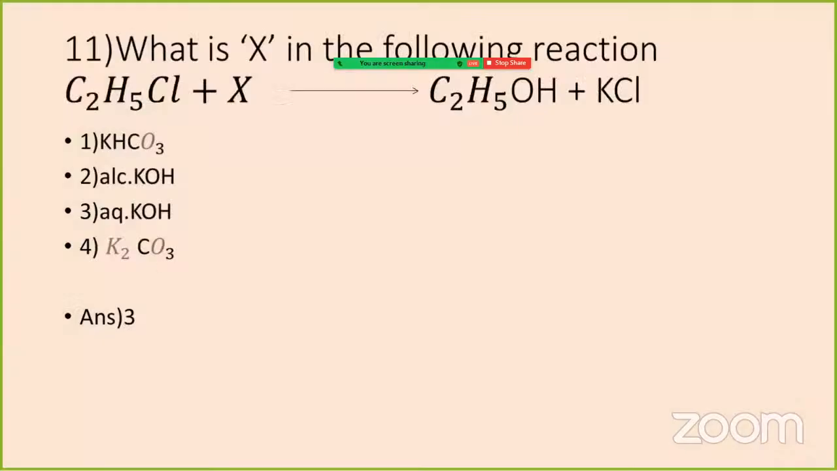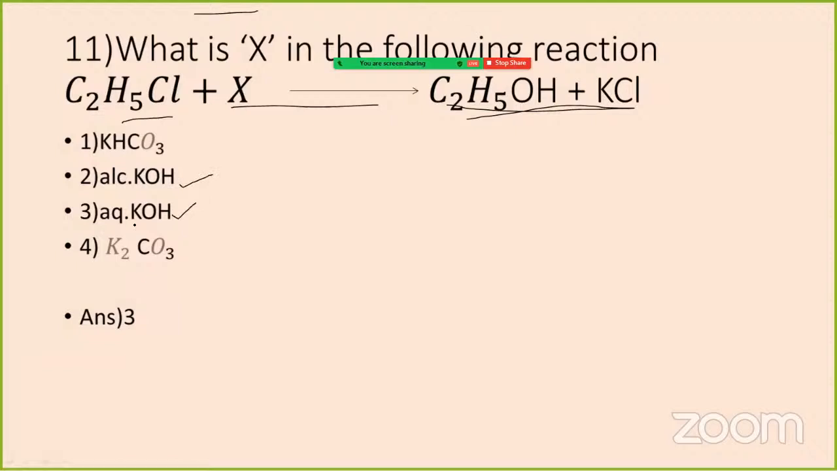Yes. Next question here is, what is X in the following reaction? C2H5Cl, on reacting with X, is giving you C2H5OH plus KCl. So from alkyl halides, I should get alcohol. When you get alcohol, mostly the option should be either alcoholic KOH or aqueous KOH.